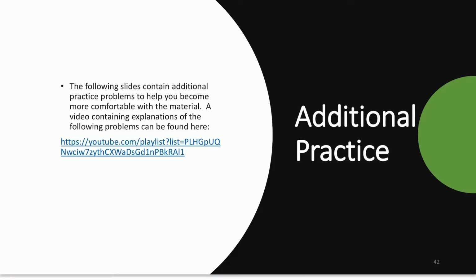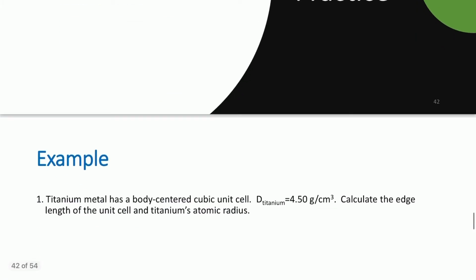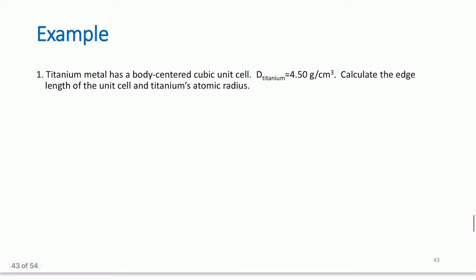So let's go ahead and look at some additional practice for Chapter 13. Number 1, titanium metal has a body-centered cubic unit cell. Okay, so I've got BCC. The density, D means density, the density of titanium is 4.50 grams per centimeter cubed. Calculate the edge length of the unit cell and titanium's atomic radius.